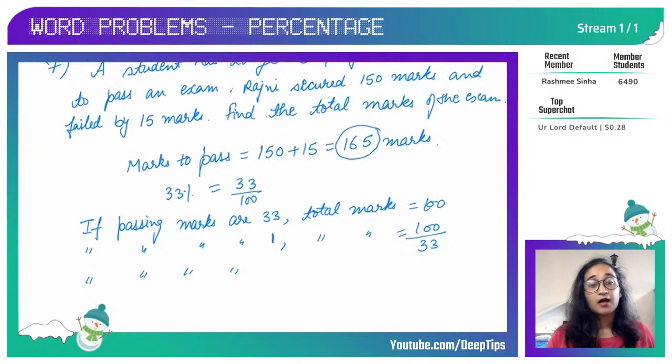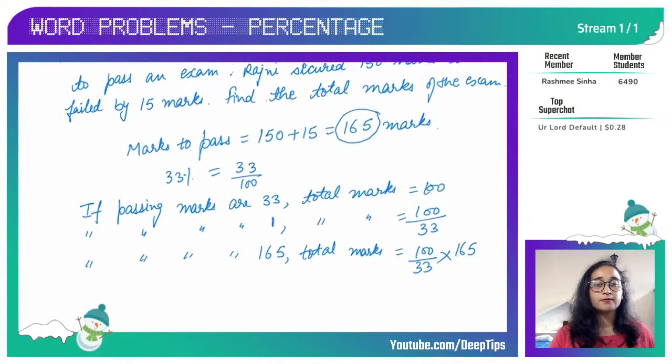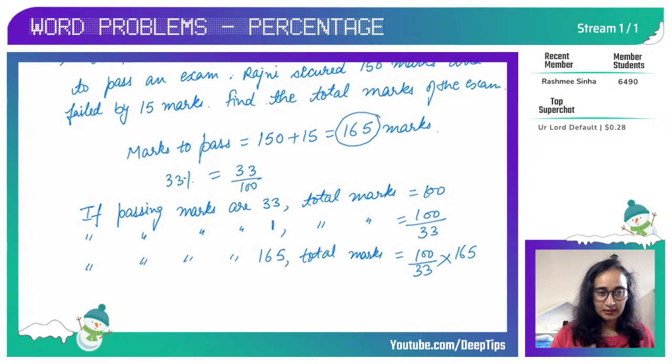In this question our passing marks are 165. So how do we write, if passing marks are 165, total marks are 100/33 into 165, करेक्ट. अब हम इसको कैलकुलेट कर सकते हैं. 33 के टेबल में मुझे साफ साफ समझ में आ रहा है कि अगर 33 इंटू 5 मैं करती हूँ तो आई गेट 33 into 5 equals to 165. So 33 into 5 gives me 165. So 100 into 5 is equals to 500.